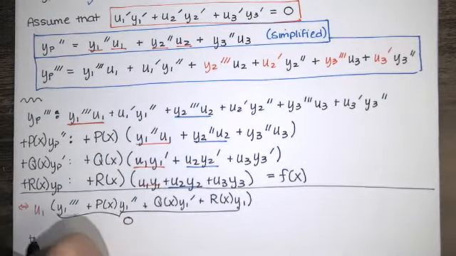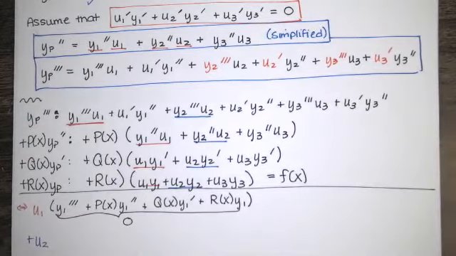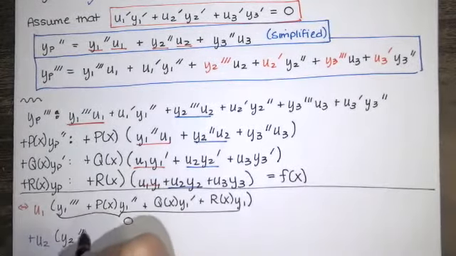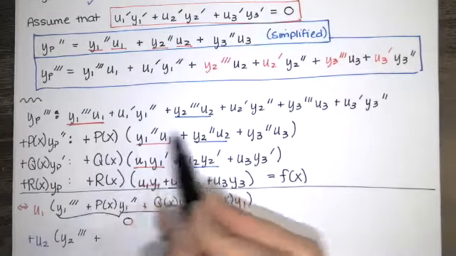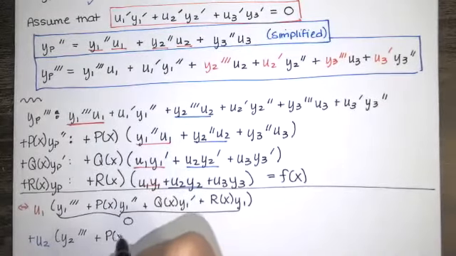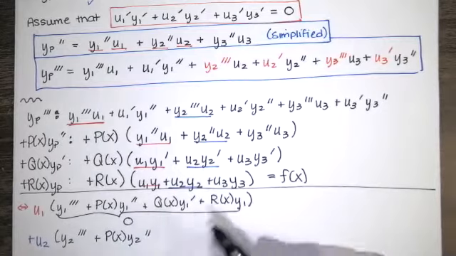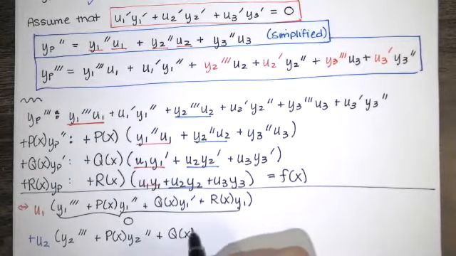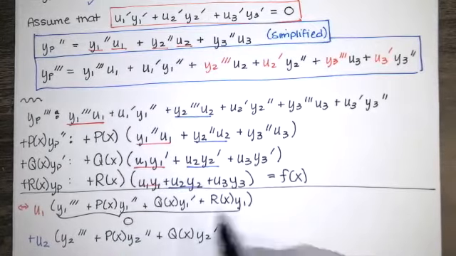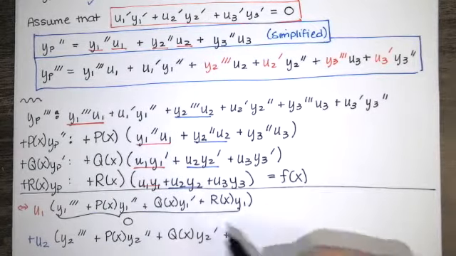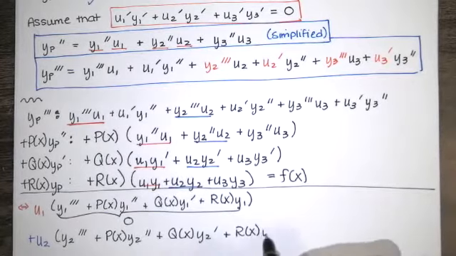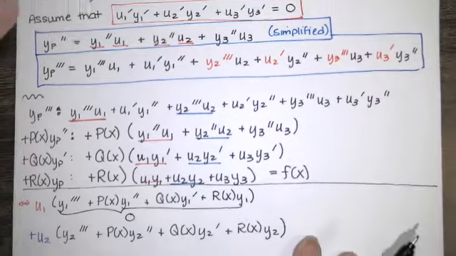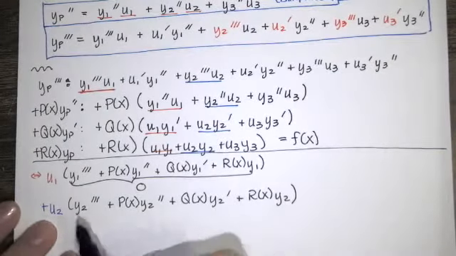So we're adding u sub 2 times, I bet you can guess what's going to happen, y sub 2 triple prime plus p of x times y sub 2 double prime plus q of x times y sub 2 prime plus r of x times y sub 2. And y sub 2 was a solution to the corresponding homogeneous differential equation.